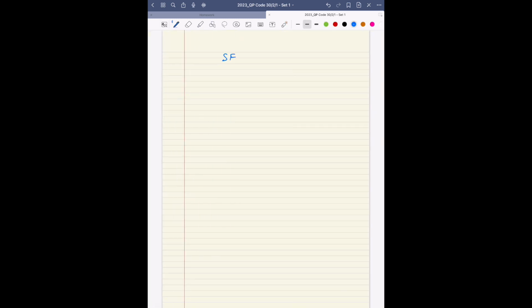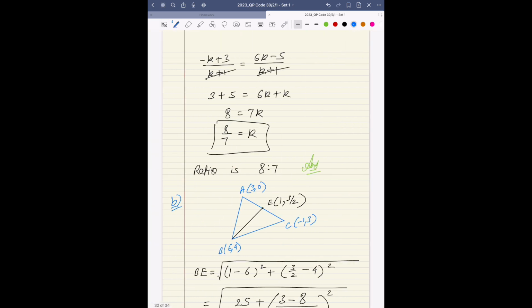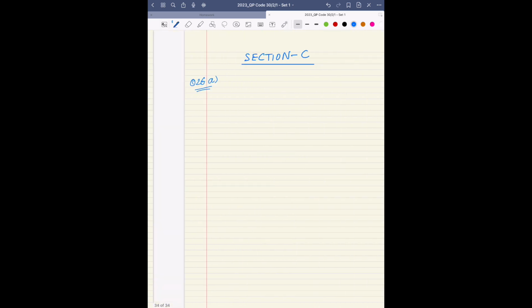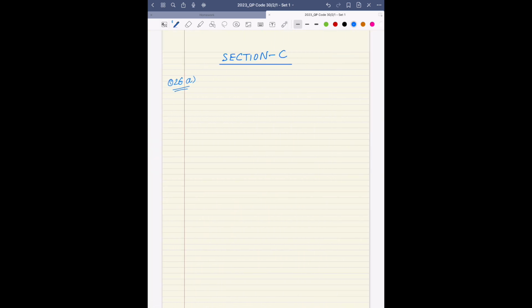This is section C. Okay, so if we talk about section C, the first question is question number 25. Sorry, 25 is done. It is 26. 26a. Right? This is 25, right? I hope I've numbered it correctly. Okay, so 26a. What does it say?